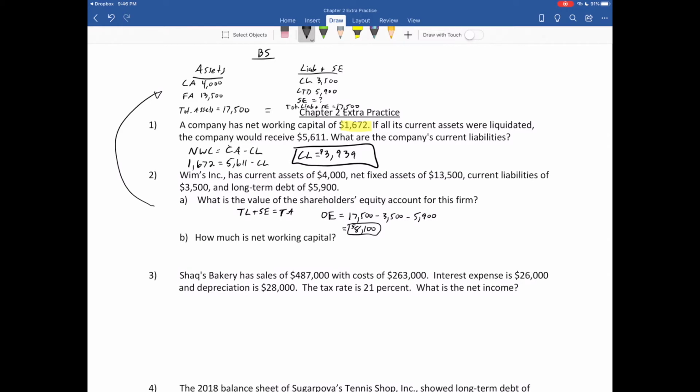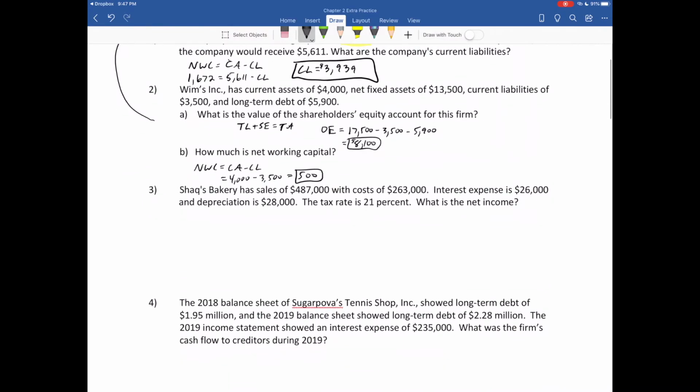Then for Part B, similar to Part 1, they want to know how much is net working capital. Once again, net working capital is equal to current assets minus current liabilities. We can see in our basic balance sheet, current assets are $4,000, current liabilities are $3,500. So when I plug these values in, I will get a net working capital equal to $500. So this problem is assessing your understanding of how a basic balance sheet is constructed, what you can pull away from that, in particular looking at net working capital here and understanding that the balance sheet must always balance.